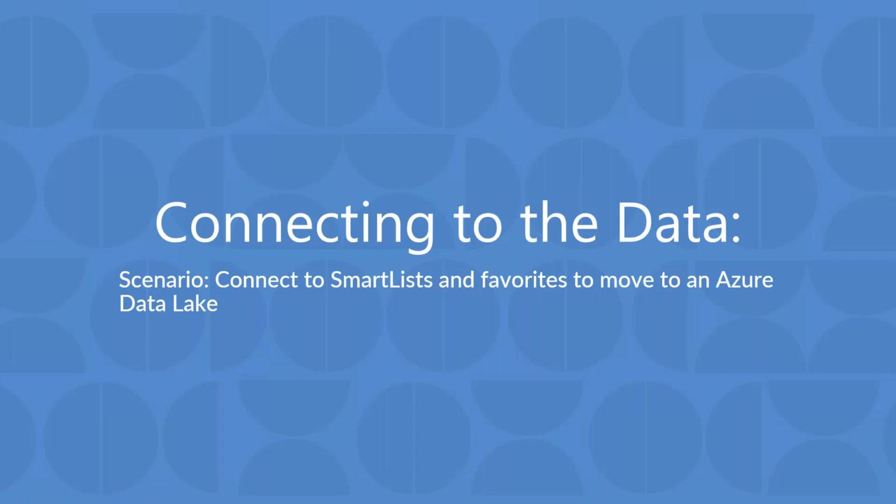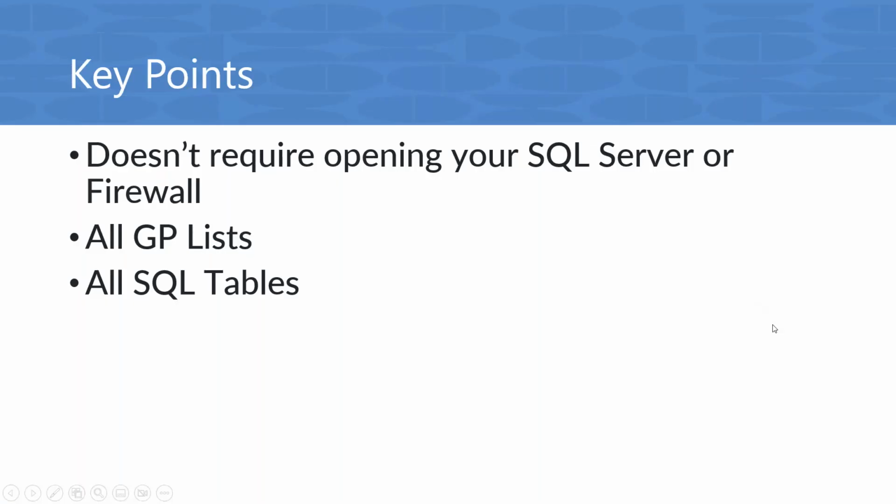How do we actually get that GP data that we're talking about? How do we get that from my on-premise system to the cloud, right, to the Azure Data Lake? And so that's what we're going to focus on now. The tool we're going to show allows us to connect to all your smart lists and favorites and move those to the Azure Data Lake.